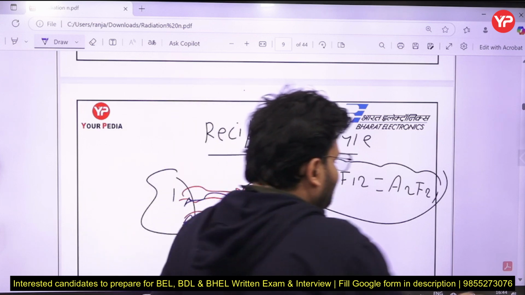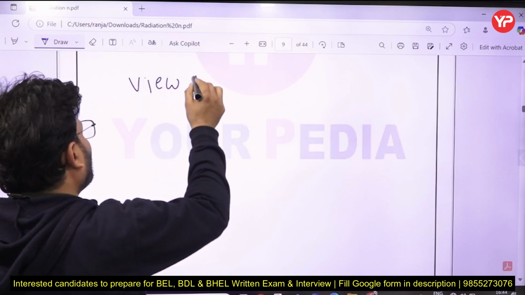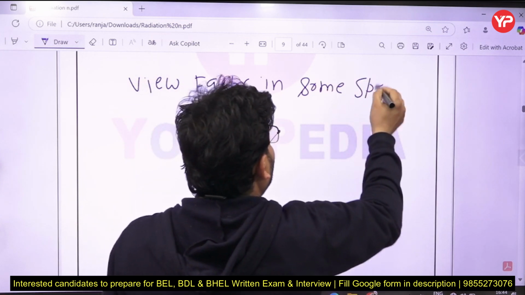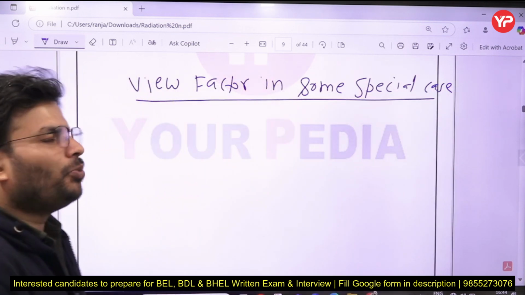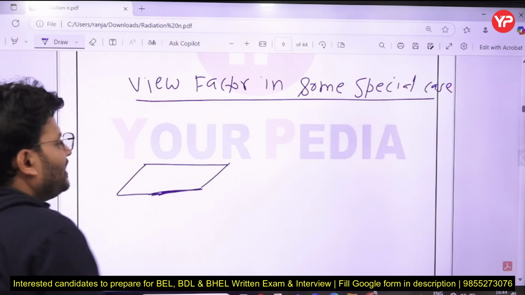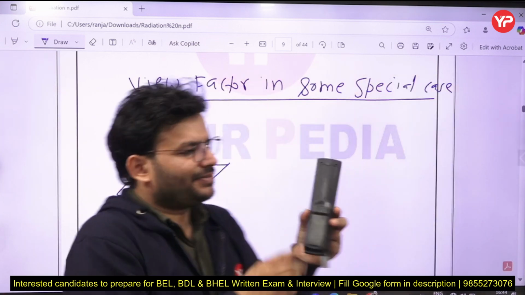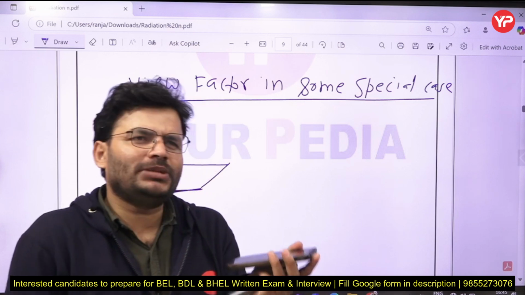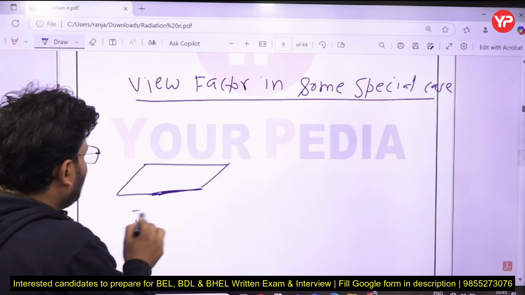Now I will discuss the view factor in some special cases. So my dear friends, suppose one flat surface is there. If I ask what the emissive power is in that case, let's assume my mobile phone is there. From this, energy is also going to be emitted, right? Whatever energy is emitted will not come back on itself. So in such a case, F11 will be equal to 0.